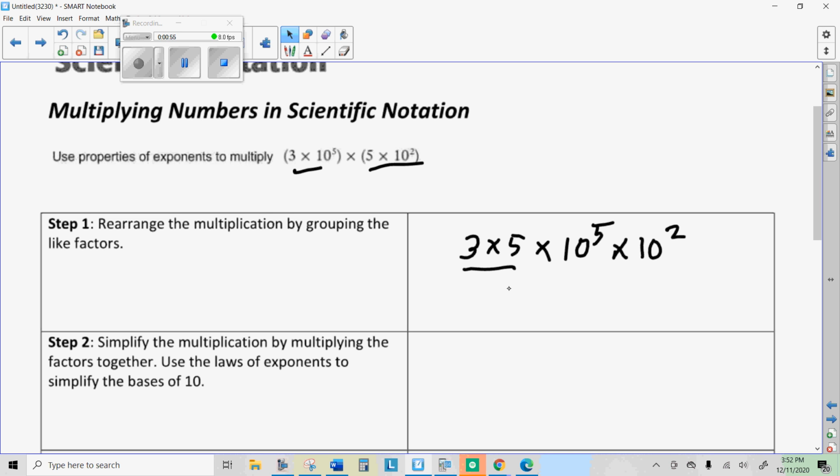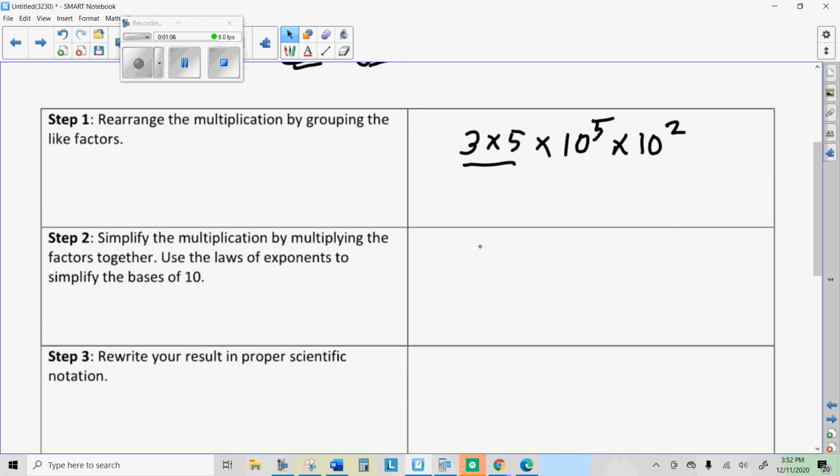Now, you don't have to actually write it out again. If you're actually doing problems, you can just know that you can multiply those two numbers together. So then we're going to simplify that. 3 times 5 is 15. And when you have powers, you add the exponents to get the new power. So I have 5 factors of 10 here and 2 more factors of 10. So I have 7 factors of 10 in total.